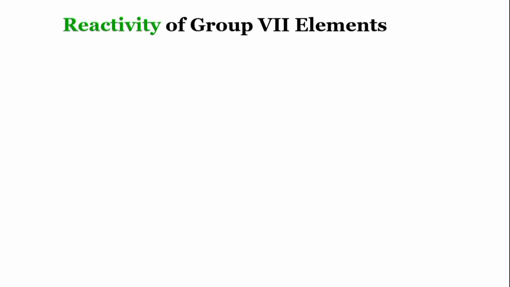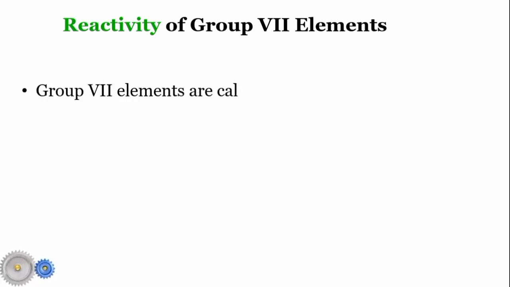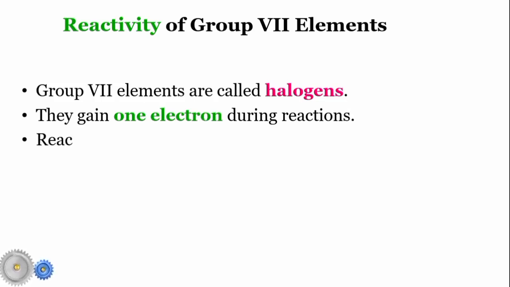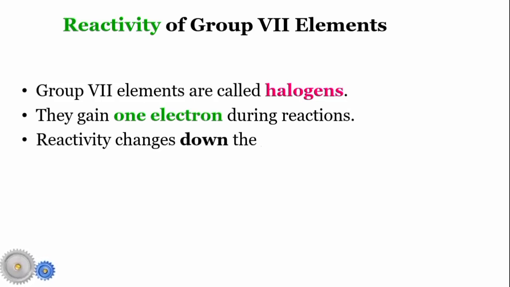The next thing that we are going to discuss is reactivity of group 7 elements. Group 7 elements are called halogens. They gain one electron during reactions. Reactivity changes down the group.